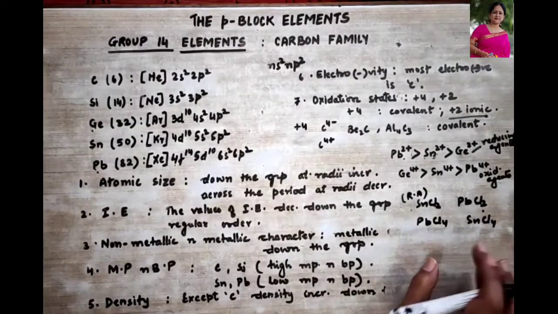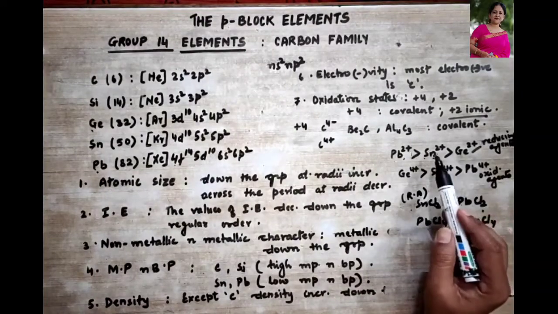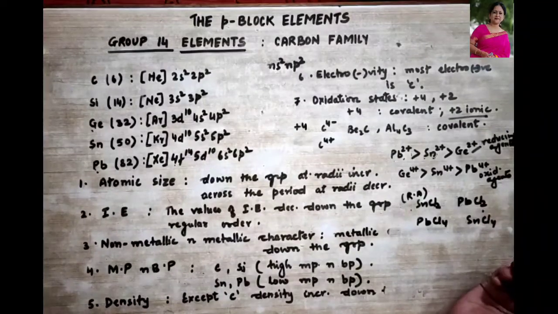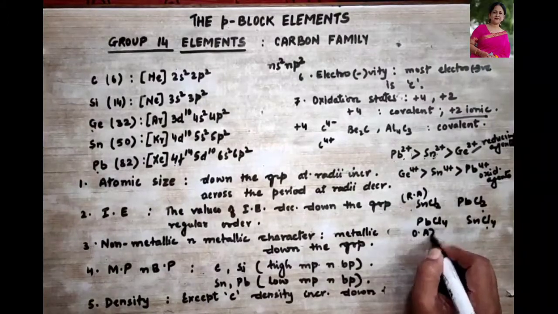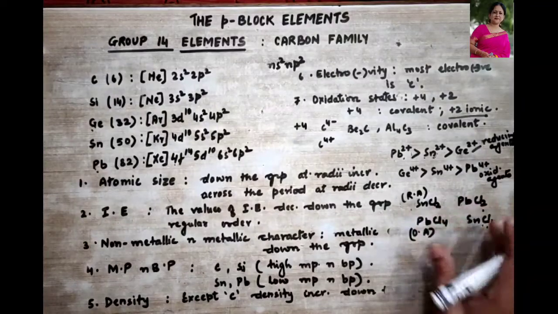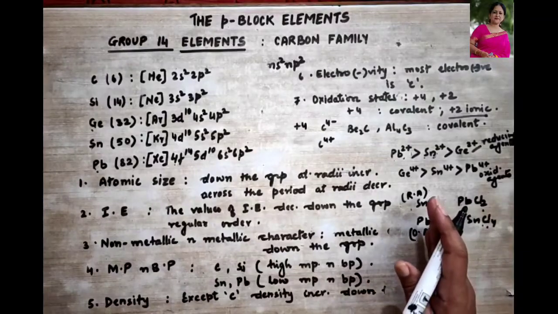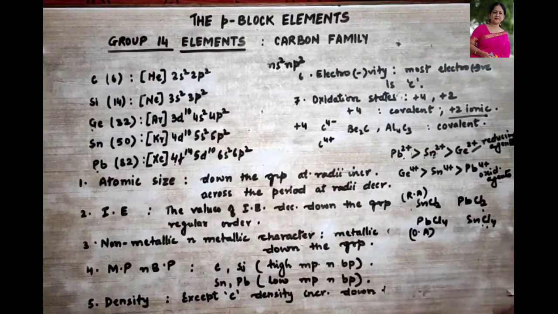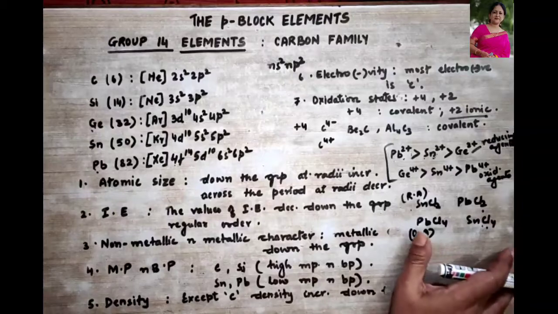So over here you will see that PbCl4 is less stable than your SnCl4, isn't it? So it is a better oxidizing agent than your SnCl4. These are certain questions which could be asked to you in the form of: arrange the following according to increasing reducing agents or decreasing oxidizing agents. So this is what you need to remember, and then it will be easy for you to explain.